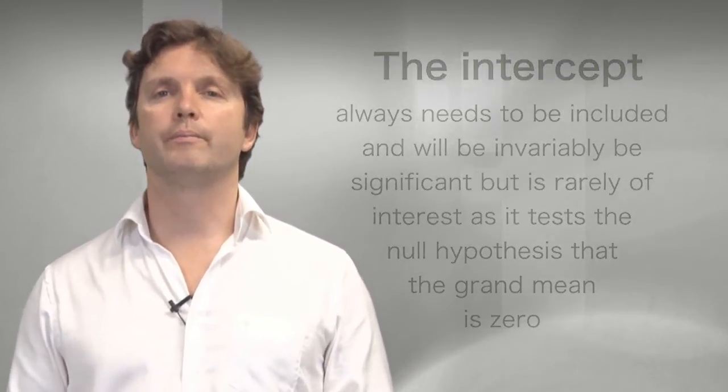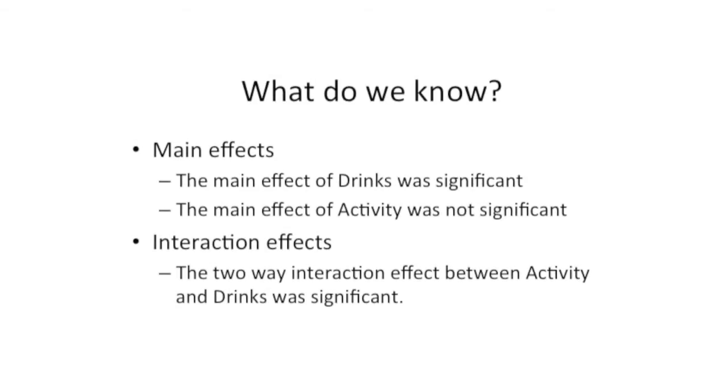So what do we know? If you remember, we're interested in looking at the main effects and the interaction effects. For the main effects, we found a main effect of drinks. The main effect of alcohol was significant. The main effect of activity was not significant. And in the interaction effect, what we found was the two-way interaction between drinks and activity was significant.